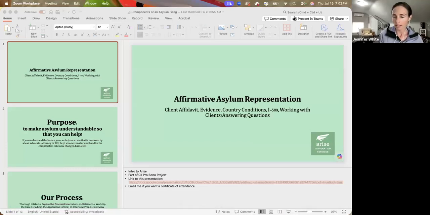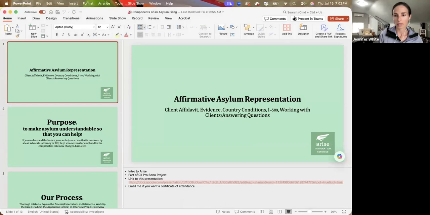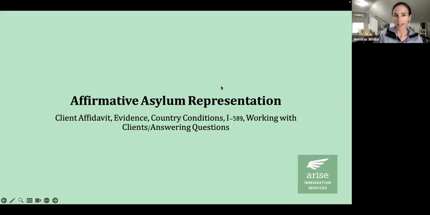The goal is to give you a sense of what you actually file for an affirmative asylum case. So what you include with your application for asylum. Okay, because it's a lot of stuff.